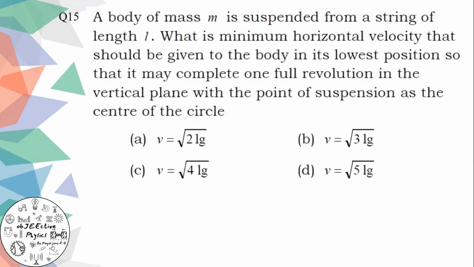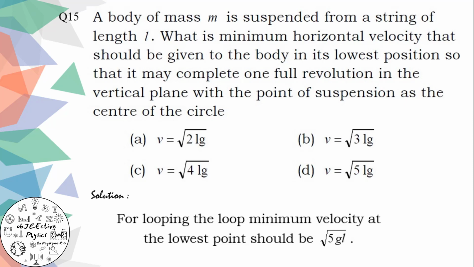Question number 15. A body of mass m is suspended from a string of length L. What is the minimum horizontal velocity that should be given to the body in its lowest position so that it may complete one full revolution in the vertical plane with the point of suspension as the center of the circle? Solution: for looping the loop, minimum velocity at the lowest point should be square root of 5gL.